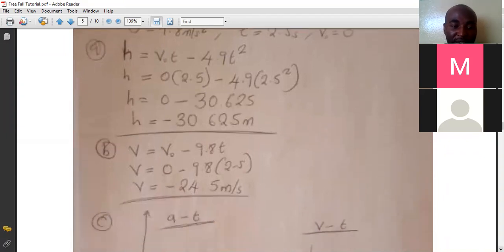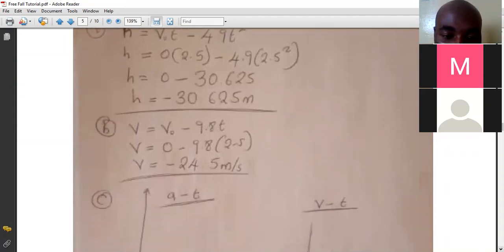With the velocity, you say V equals V naught minus 9.8 T. Remember that 9.8 is the g. The initial velocity V naught is still 0, so 0 minus 9.8 times 2.5. So the velocity is negative 24.5 meters per second. It makes sense because for something that is dropped, it's falling down. The velocity for something going down is always negative. The velocity is only positive if something is going up.